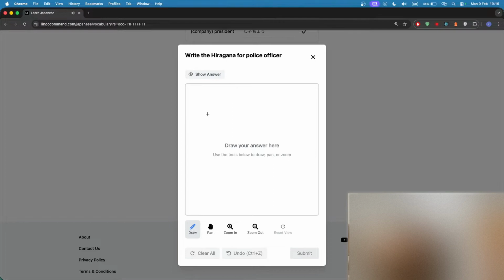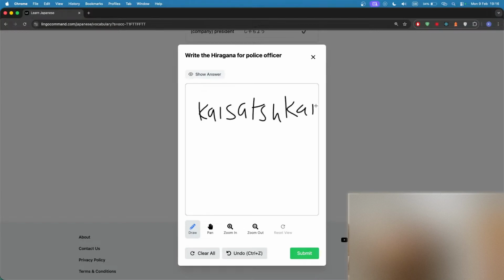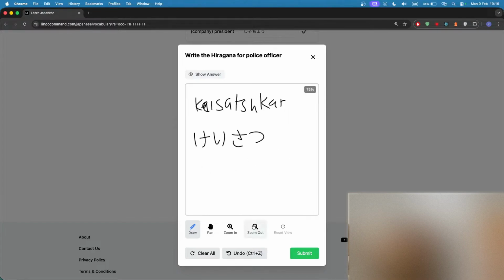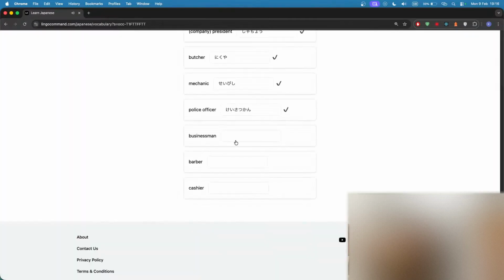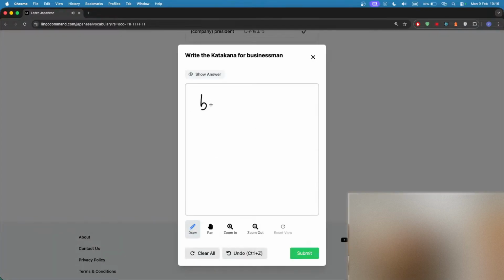Police officer is keisatsukan. It's keisatsukan. Keisatsukan.